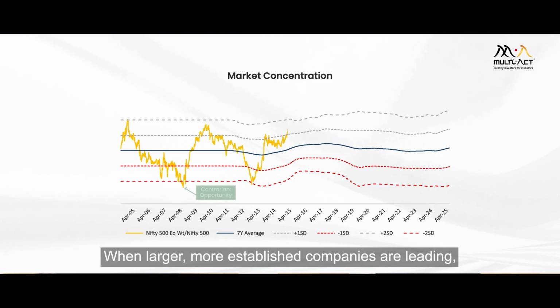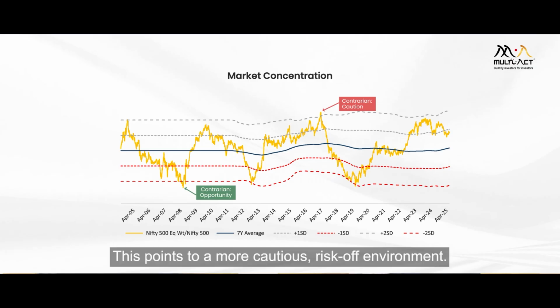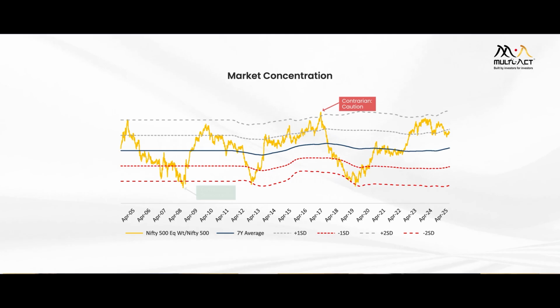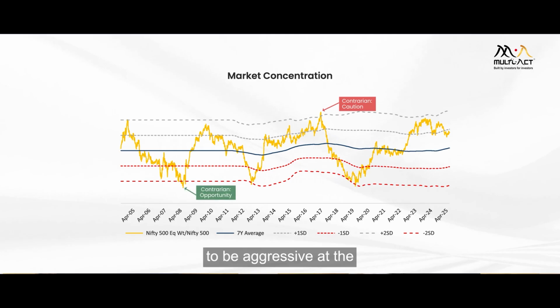When larger, more established companies are leading, investors typically are leaning towards relative safety. This points to a more cautious, risk-off environment. This is a favorable environment for contrarian investors to be aggressive at the points of inflection, that is.